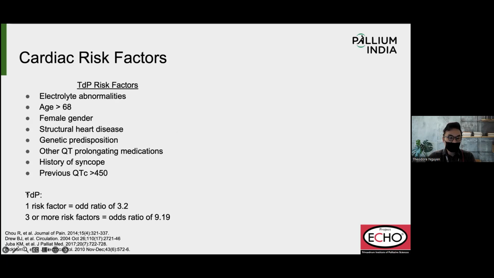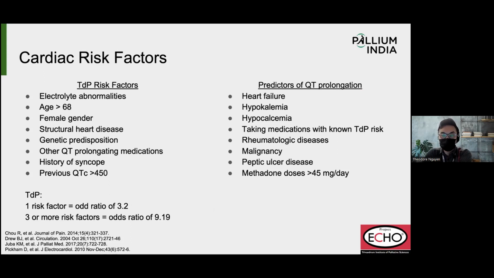So when we look at these risk factors, patients that have one risk factor have an odds ratio of 3.5 of developing torsades, and patients that have 3 or more of these risk factors have an odds ratio of 9.19. So these are things that we may want to gather some history on or keep in mind when we are considering methadone use. And some other predictors of QT prolongation also include heart failure, hypokalemia, hypocalcemia, and also taking other medications with known torsade risk, rheumatological diseases, malignancy, peptic ulcer disease, and patients taking methadone doses over 45 milligrams a day.